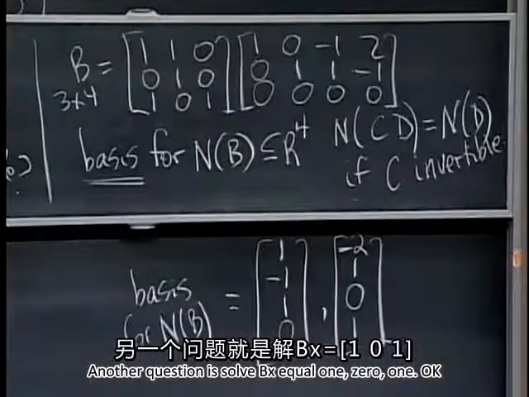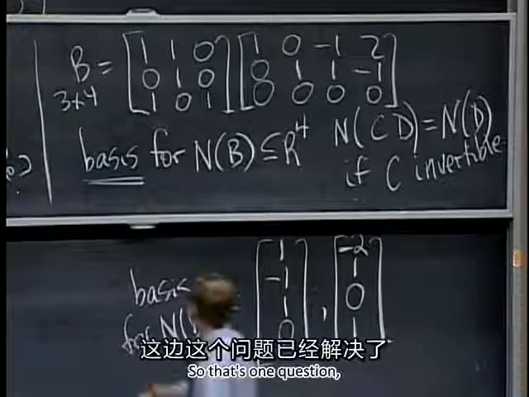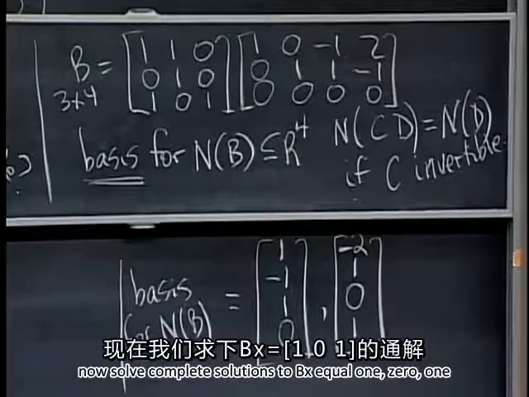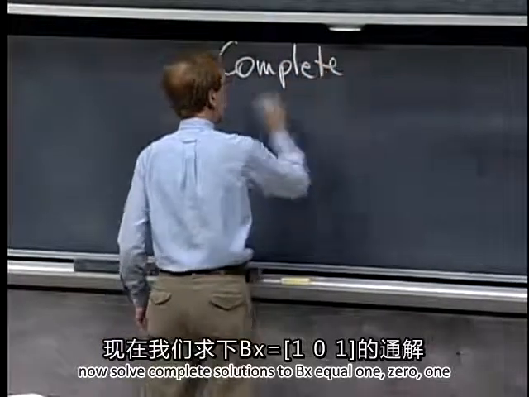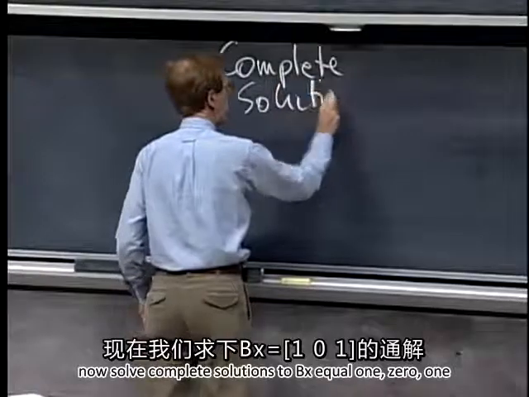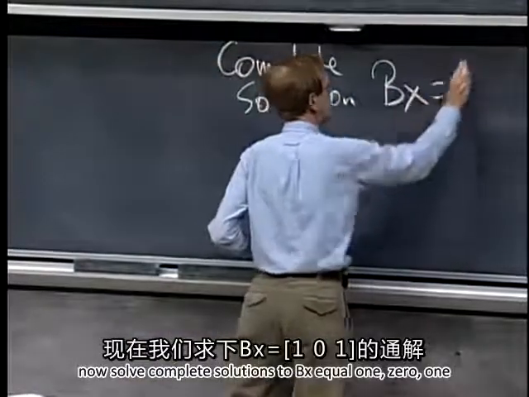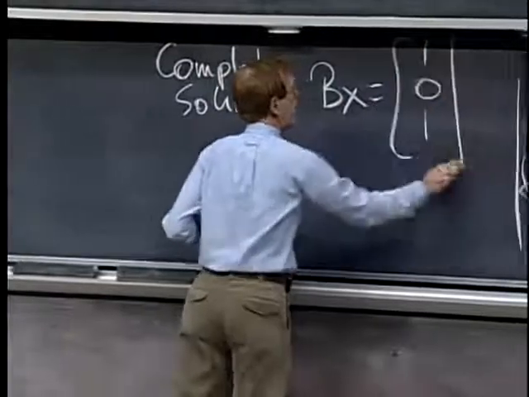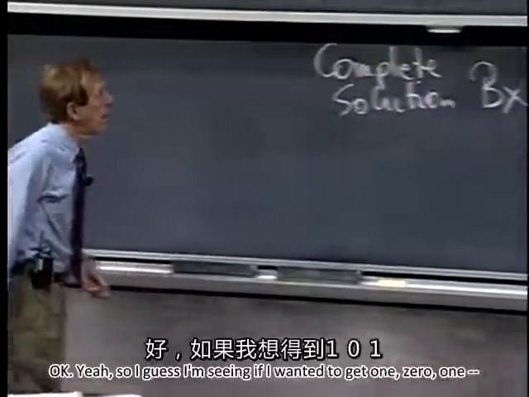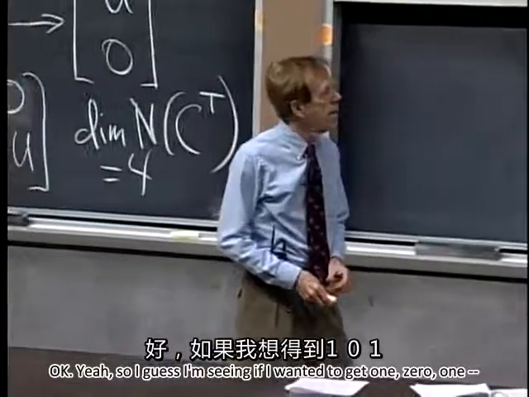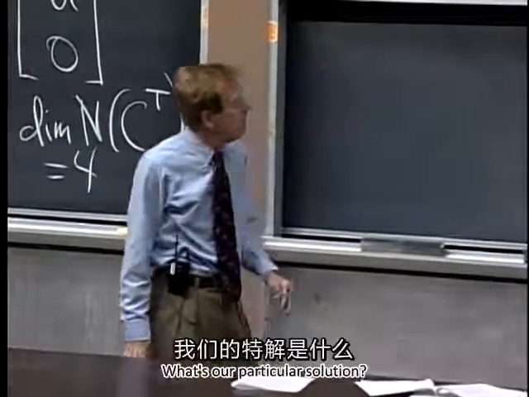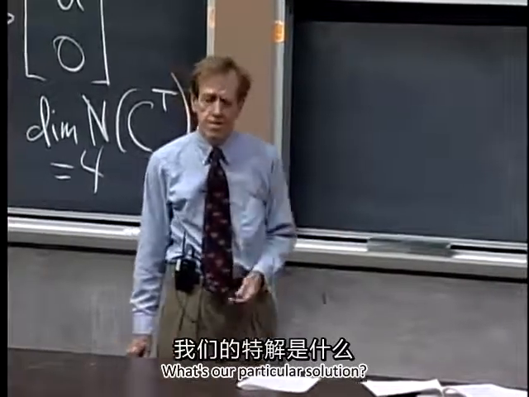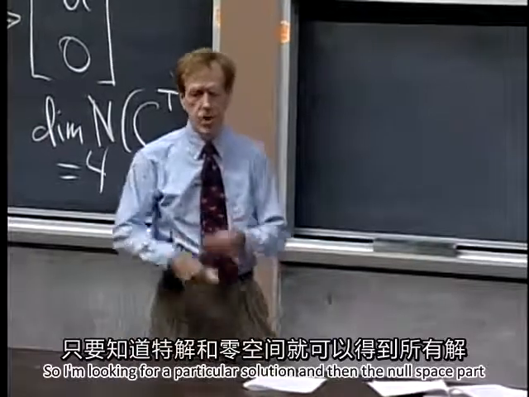Another question is, solve Bx equal 1, 0, 1. Okay, so that's one question. Now solve for the complete solution to Bx equals 1, 0, 1. Okay. Yeah, so I guess I'm seeing, if I wanted to get 1, 0, 1, what's a particular solution? So I'm looking for a particular solution and then the null space part.